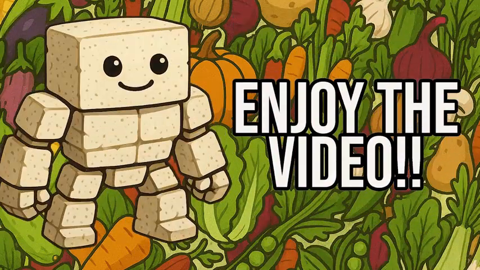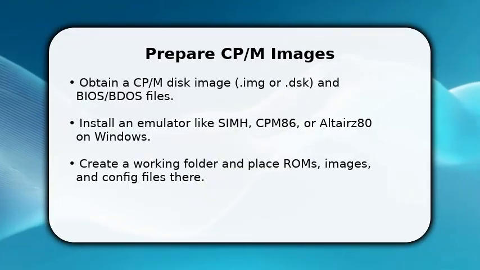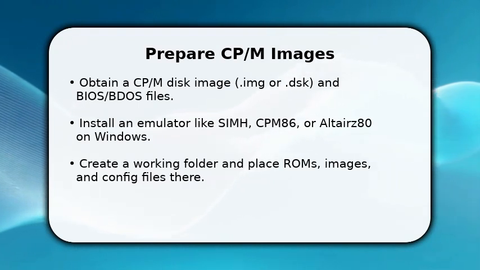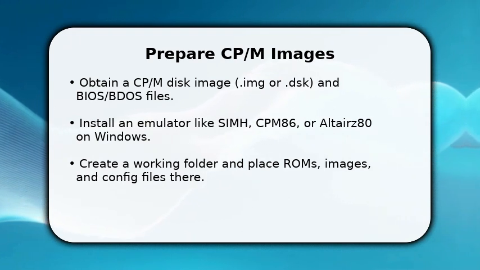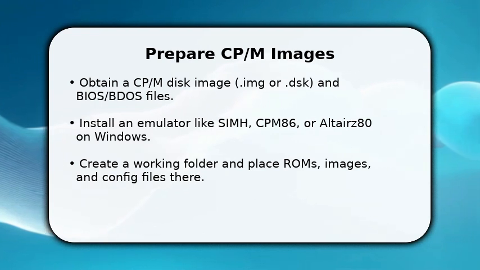Please enjoy the video. You start by gathering the actual CP/M system image and a matching emulator so you can run the old OS on modern hardware. First, place the CP/M img in a dedicated folder and install the emulator. This isolates files and avoids permission issues.